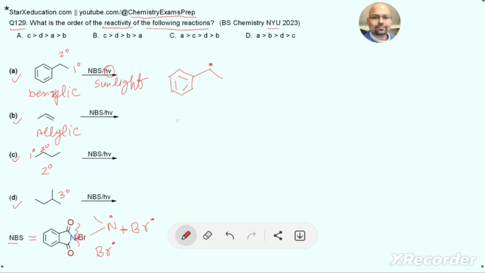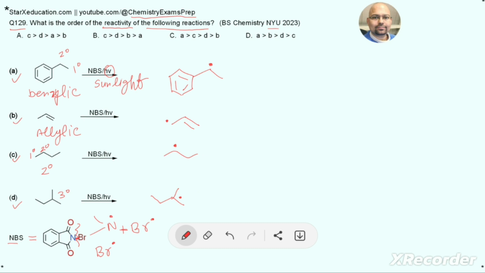In case of B, the allyl free radical would be generated, which would be resonance stabilized. The third case is a secondary radical will be generated that would give the major product. There may be some minor product due to primary radical generation, and in case of D, the free radical that would be generated would be a tertiary free radical.